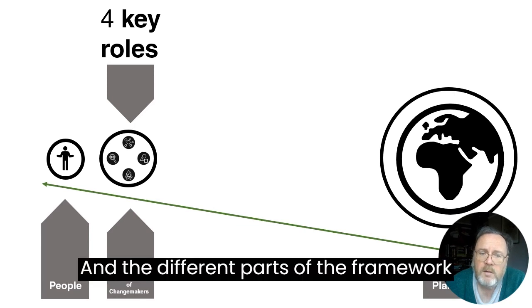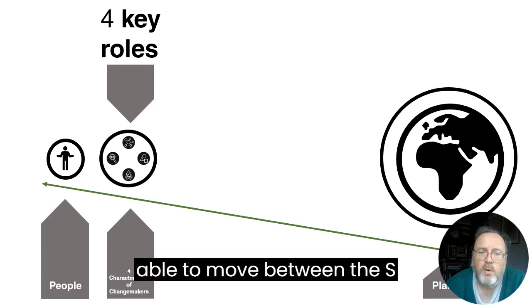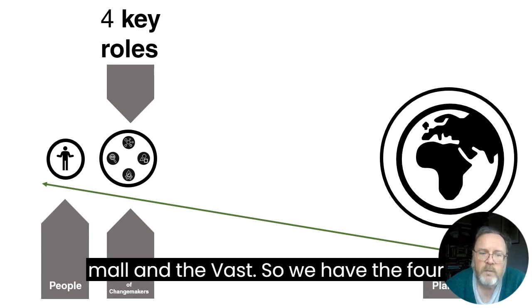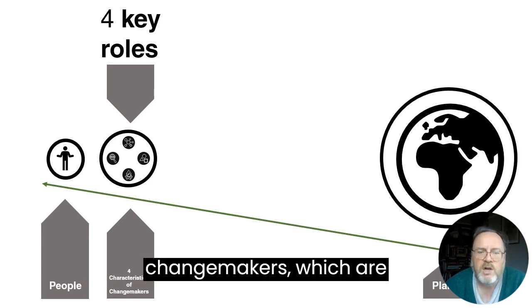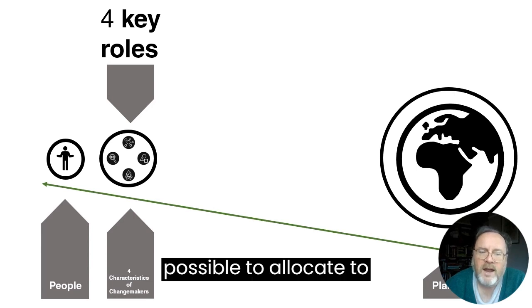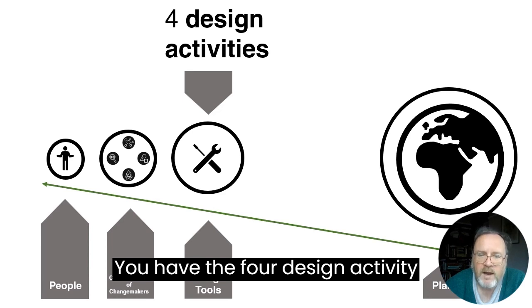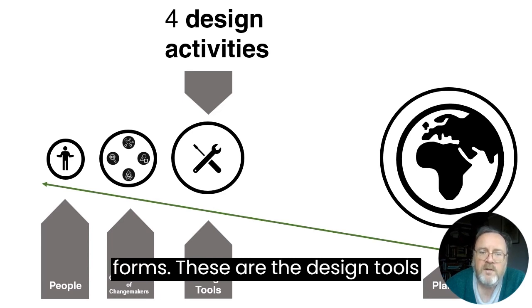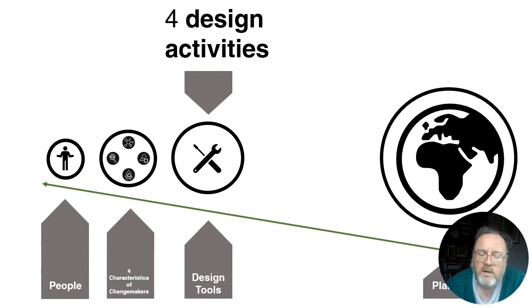And the different parts of the framework are placed as a way of being able to move between the small and the vast. So we have the 4 key roles, the 4 characteristics of change makers, which are identifiable and possible to allocate to individuals, to people. You have the 4 design activity forms. And these are the design tools, which of course people can use in the projects for climate crisis.